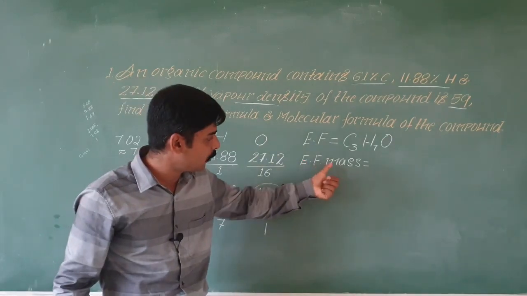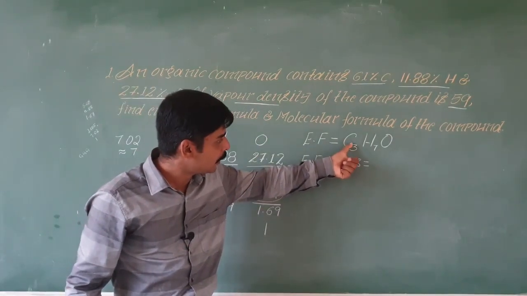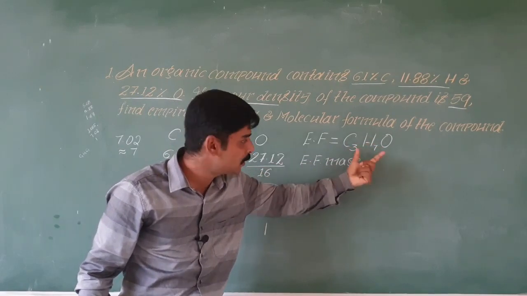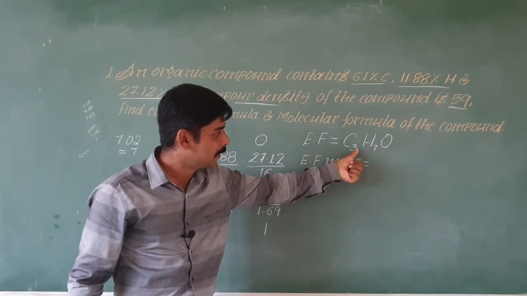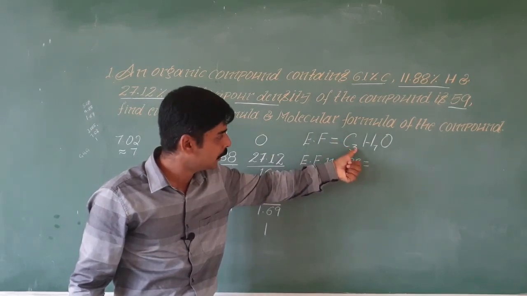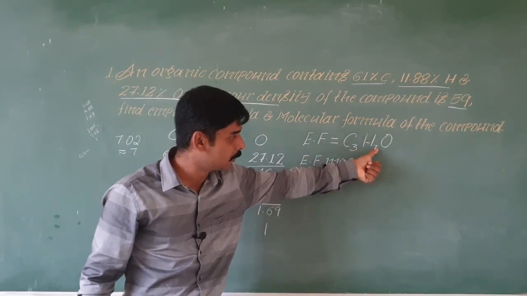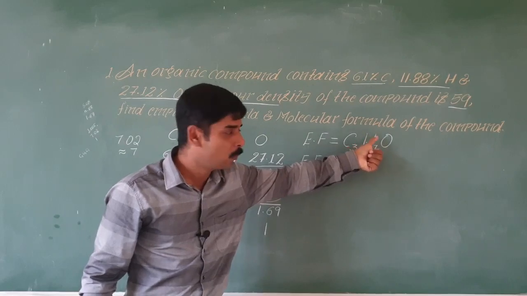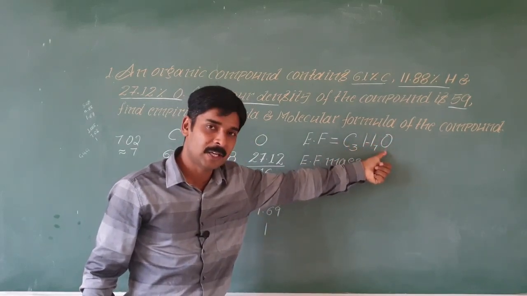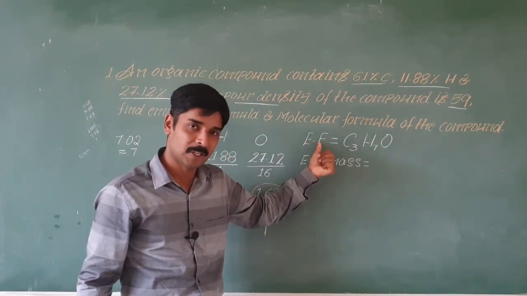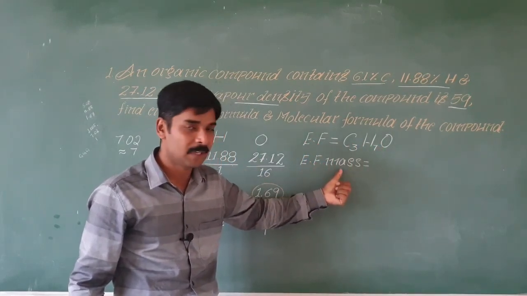To find the empirical formula mass, just add the atomic mass of all the elements present in the empirical formula. Here it is 3 carbon atoms, so 3 into 12, 7 hydrogen atoms, so 7 into 1, 1 oxygen atom, 1 into 16. Just add the atomic mass of all the elements present in the empirical formula. That will give you the empirical formula mass.